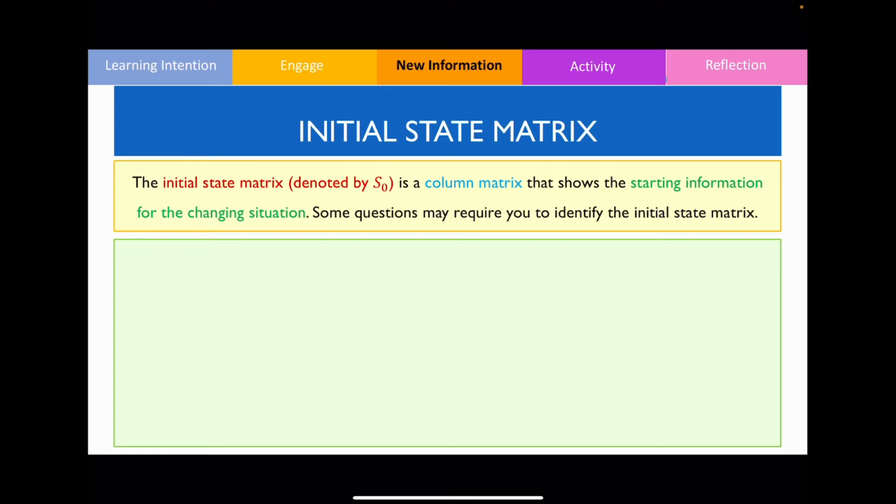This is represented by the symbol S0, and there will be questions where this is actually given to you, but in other times you may need to identify what is the initial state matrix from the given passage. Let's look at an example down below.